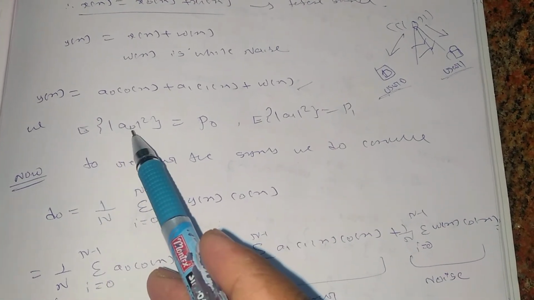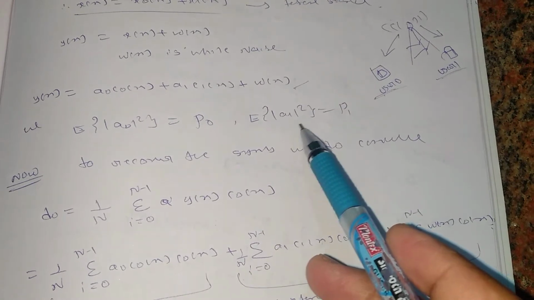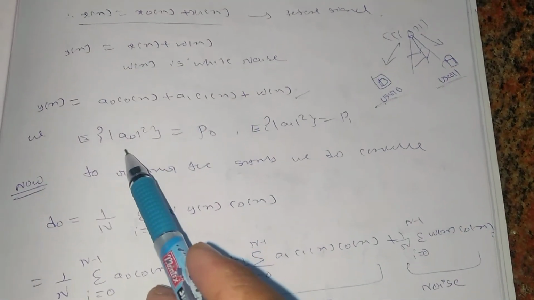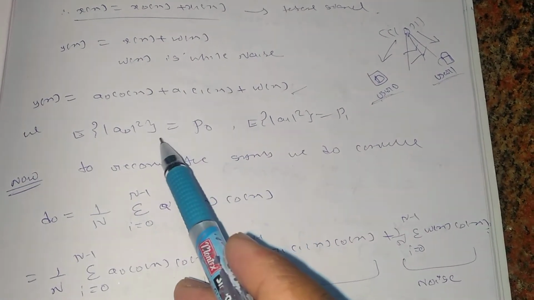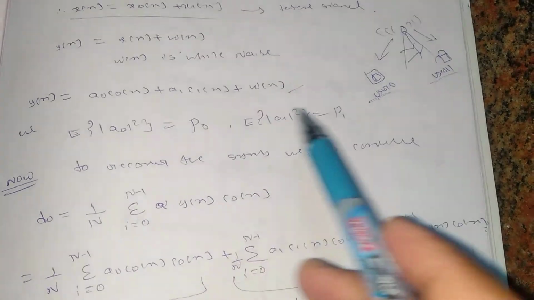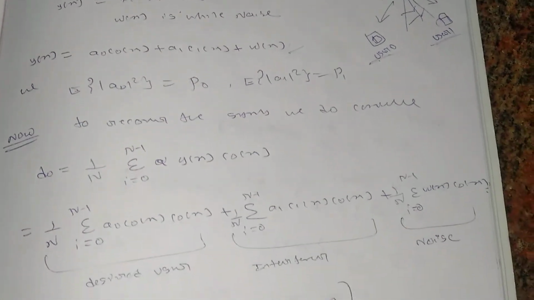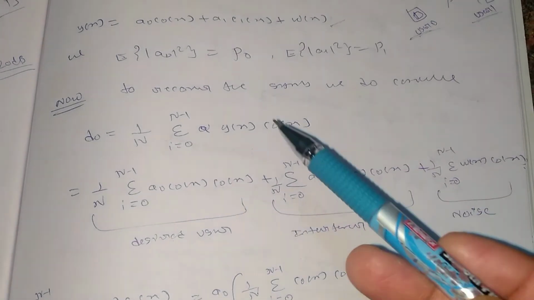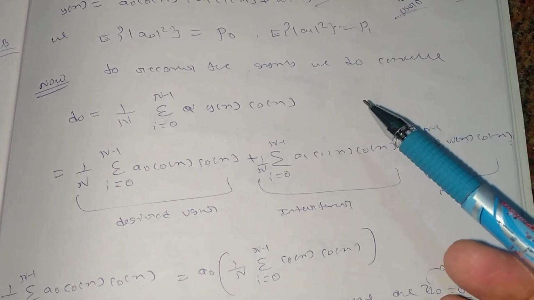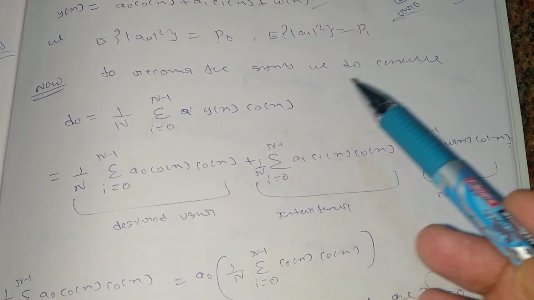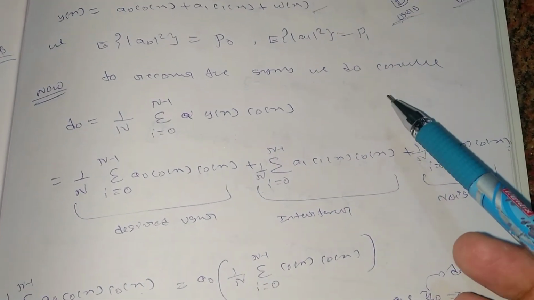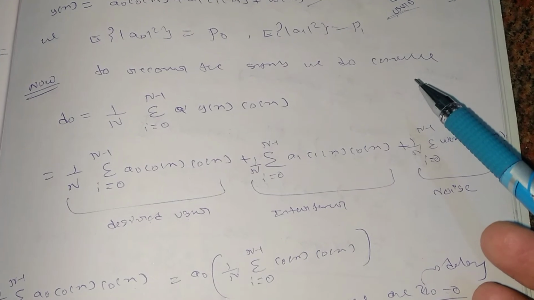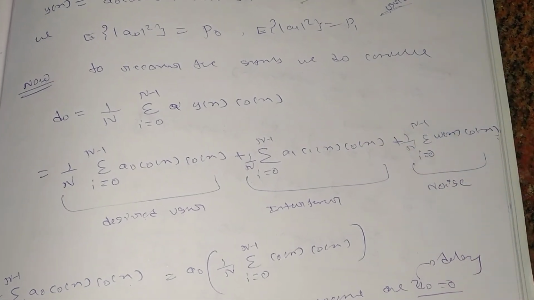So E of a0 square is P0 and E of a1 square is P1, that is, the power corresponding to user 0 is denoted as P0, and the power corresponding to user 1 is denoted as P1. Okay, now let us see how we can decode the signal at the receiver. To recover the signals at the receiver, we will be doing correlation, that is, multiplying with the same sequence which is used at the transmitter.